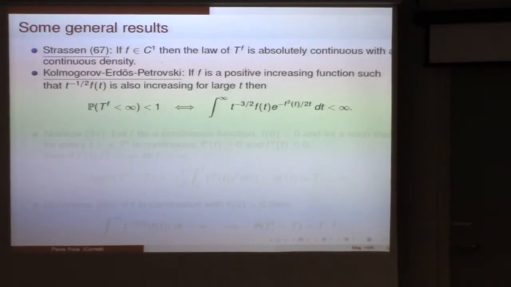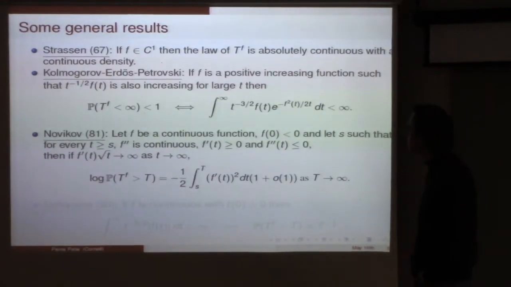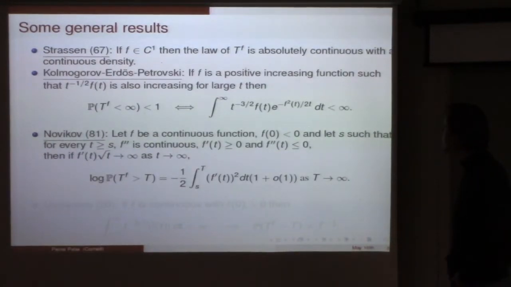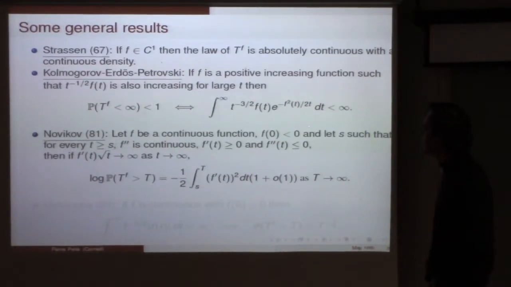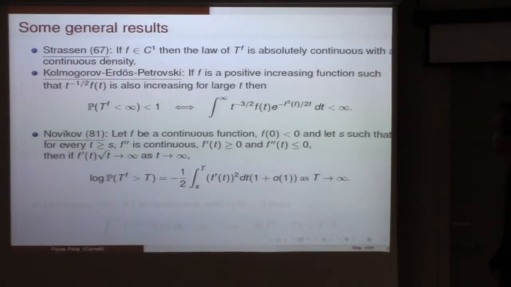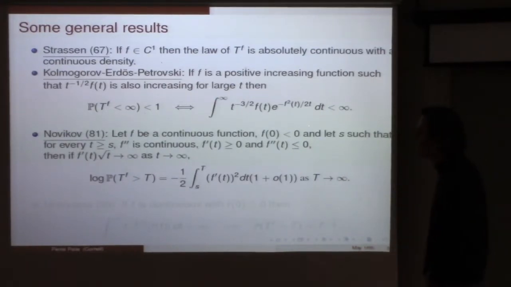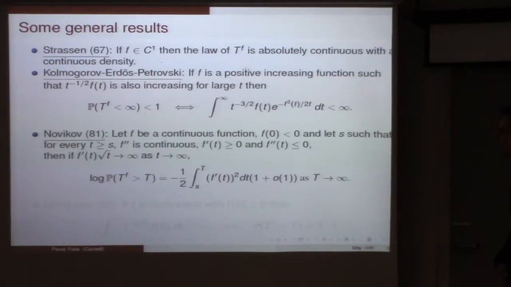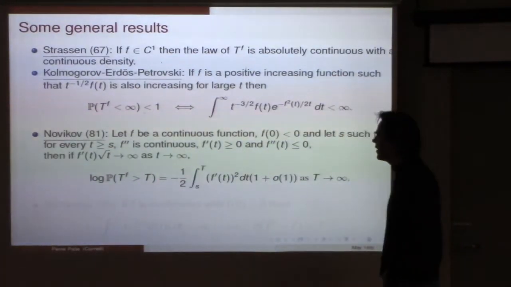Then we have an asymptotic result due to Novikov. So there is exponential decay of the tail of the distribution. If we consider a function f which is continuous, starting from a negative point, and such that for large t, f second is continuous, increasing and concave, and satisfies this asymptotic behavior at infinity, then we have an exponential decay of the tail of the distribution, which is given in the log scale by this expression.